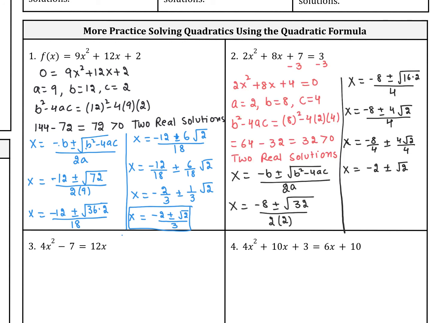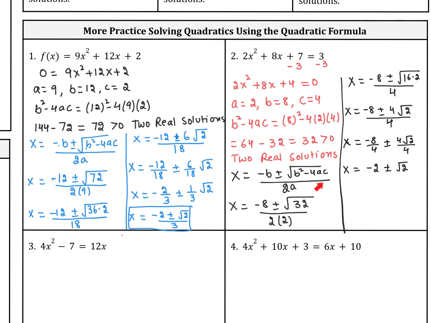So for number 2, this equation is not in standard form. You're going to subtract 3 on both sides so that you have the other side equal to 0. A is 2, B is 8, and C is 4. Find the discriminant, b squared minus 4ac, and that's going to be 8 squared minus 4 times 2 times 4. 8 squared is 64. 4 times 2 is 8 times 4, that is 32. 64 minus 32 is greater than 0. It means you're going to have two real solutions.